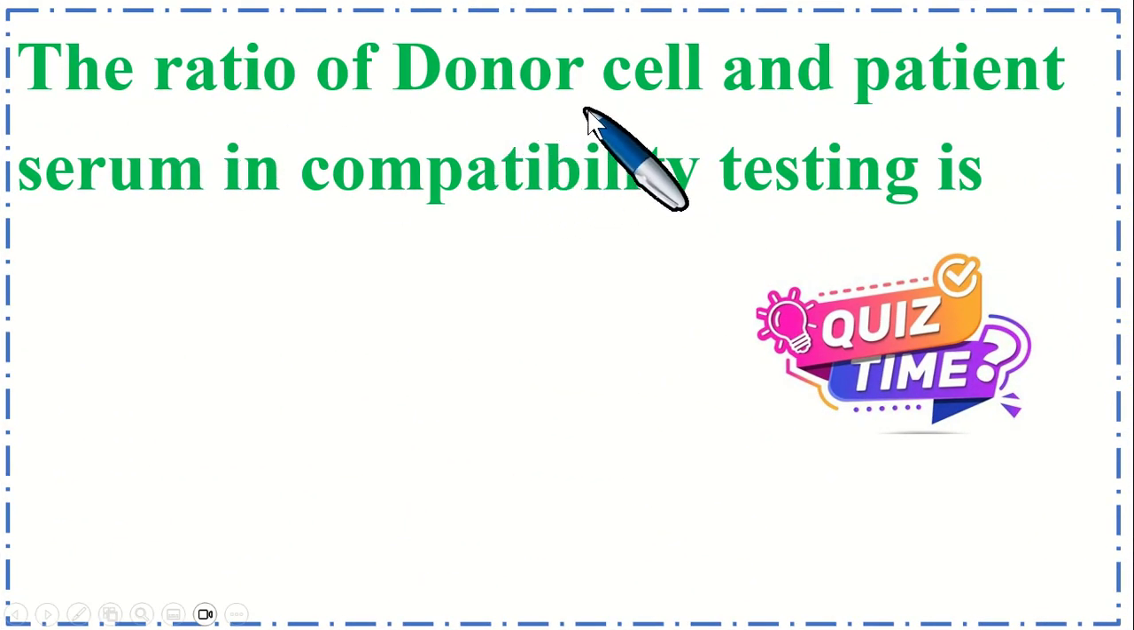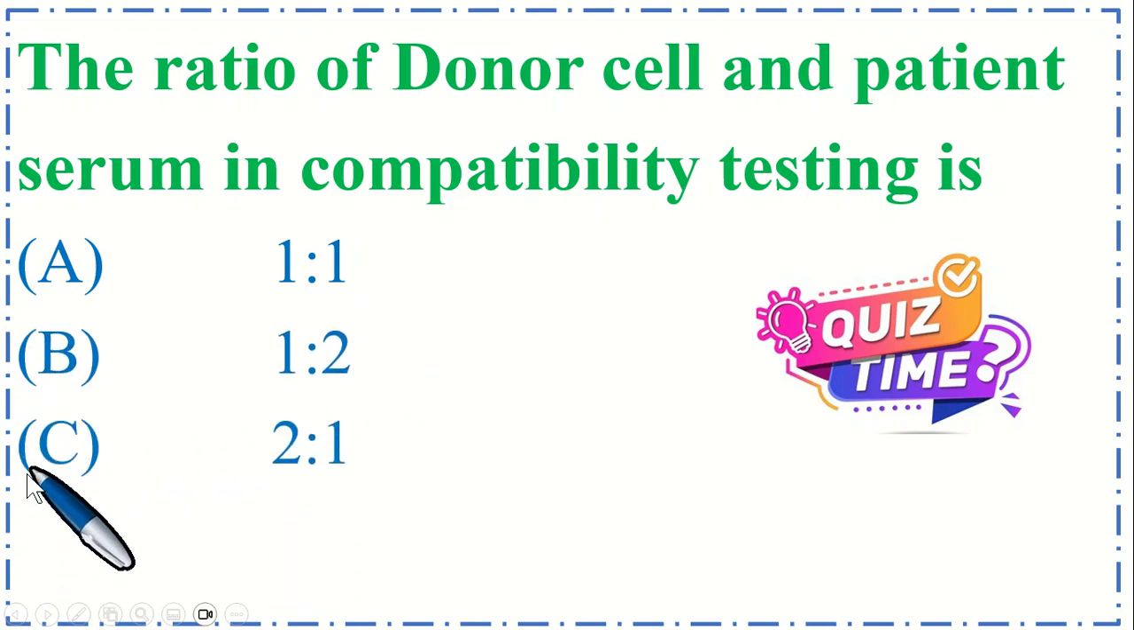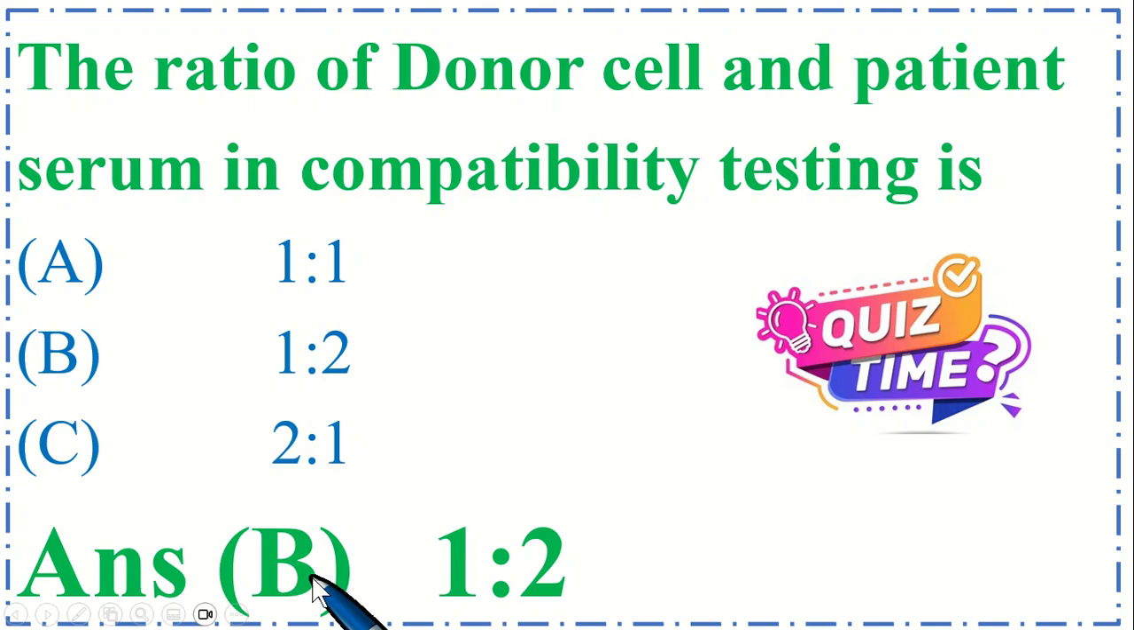The ratio of the donor cell and patient serum in compatibility testing is option A 1:1, B 1:2, C 2:1. So the correct option is B 1:2.